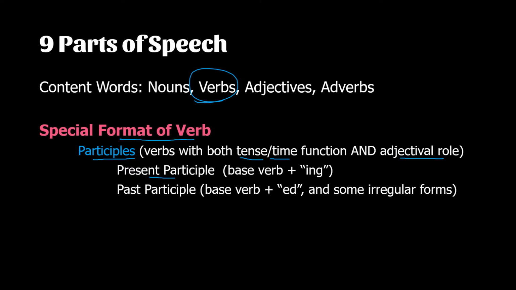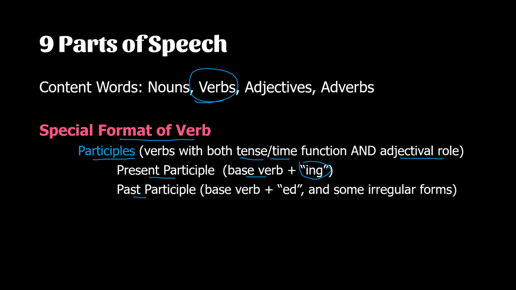The present participle is formed by a base verb and ing. Oh my goodness, you might say, that's the same thing as a gerund. And unfortunately in English, we don't have two different ways to spell a participle versus a gerund. So unfortunately, they look a lot alike. They look exactly alike. And it's up to us to figure out how they work in the sentence.